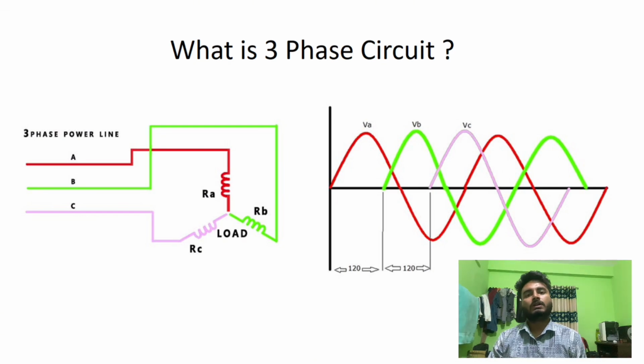Three alternating currents. Each phase, A, B and C, has its own sinusoidal waveform as shown in the graph. The waveforms are shifted by 120 degrees to ensure continuous and balanced power delivery.